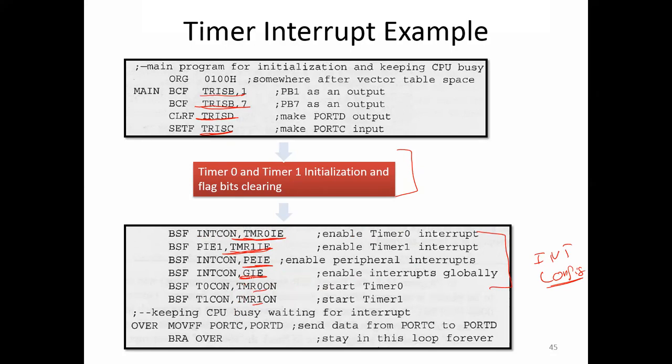Okay, so this is for the configuration, and the main task is just moving the data from port C to port D within a loop. So this is the input, output configuration. This is the interrupt configuration. This is the main task. And what is missing is just the timer 0 and timer 1 configuration.